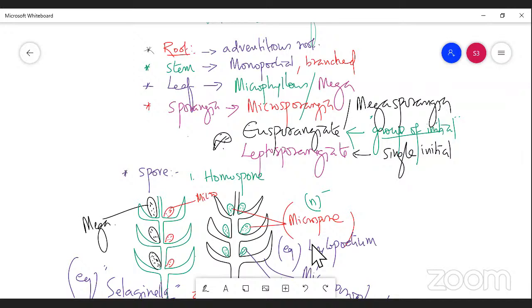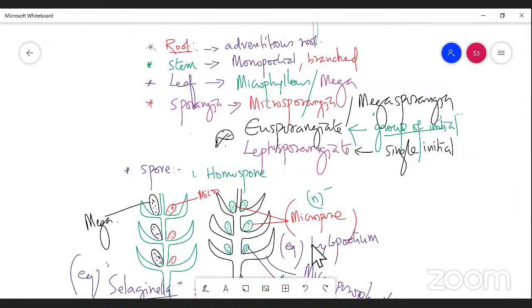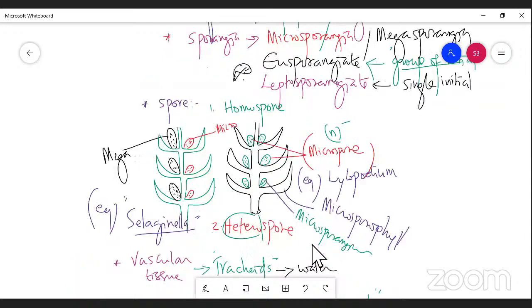Eusporangiate and leptosporangiate. Eusporangiate means the sporangium arises from a group of initials, whereas leptosporangiate means the sporangium arises from a single initial. Types of spore: homospore and heterospore. Heterospores means the presence of two types of spore, whereas homospore means the presence of only one type, and the gametophyte bears antheridium or archegonium, right?